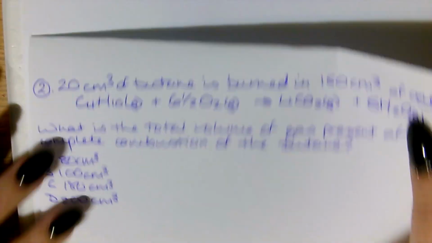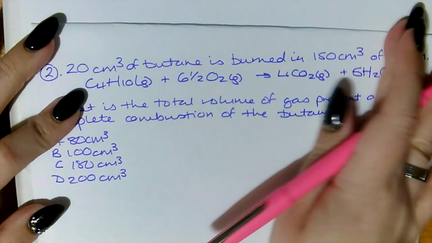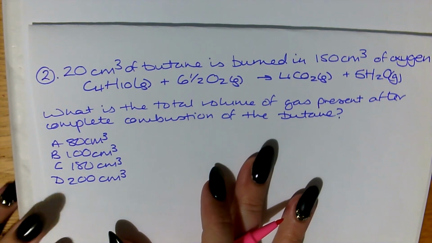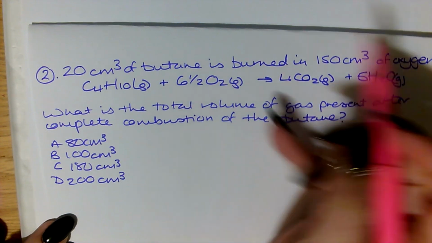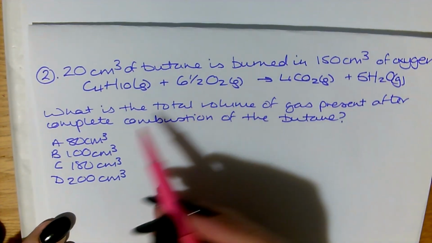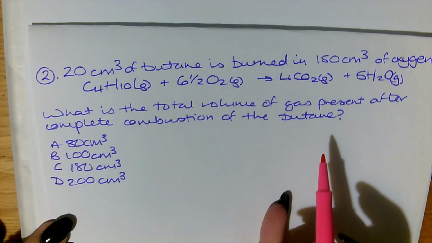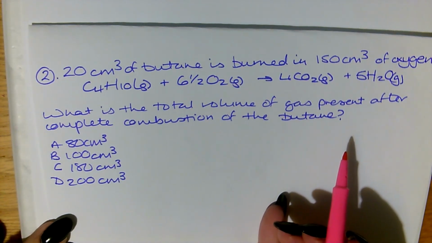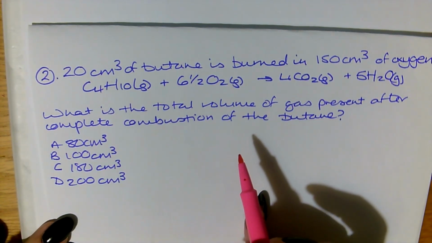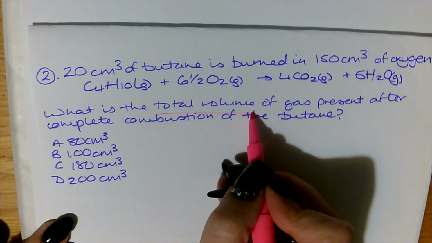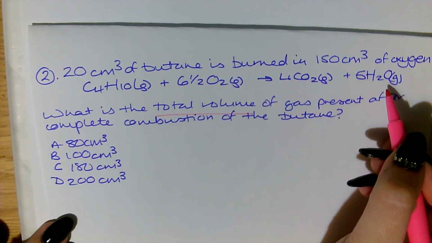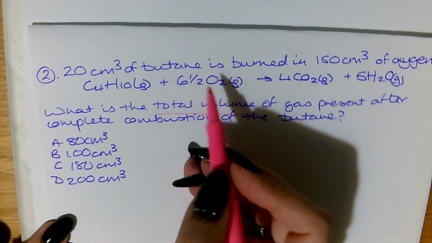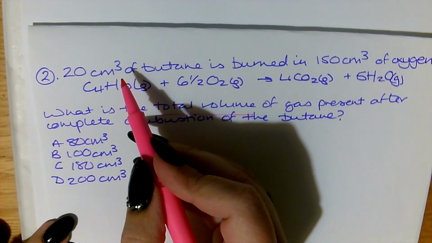Let's look at a similar type question. Here we have another question that says 20 centimetres cubed of butane is burned in 150 centimetres cubed of oxygen. It gives you the balanced equation, and you're asked what is the total volume of gas that is present after complete combustion of butane. So the important thing to note here is that it's asking you for total volume, so you have to include all the product gas that is produced and also any excess gas that is not used up from the reactant side.